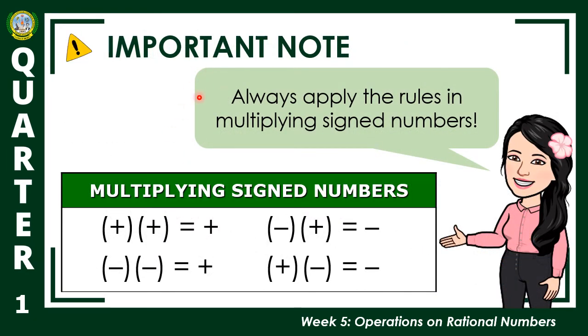Ayan. Again, we have here an important note, ha? So, we always apply the rules in multiplying signed numbers, wherein multiplying positive by another positive, the answer will be positive. Multiplying a negative by another negative will give us a positive answer. And then multiplying a negative by positive will give us a negative product, while multiplying positive by a negative will also give us a negative product. Okay, so same sign, positive, different signs, negative. Okay, let's apply.